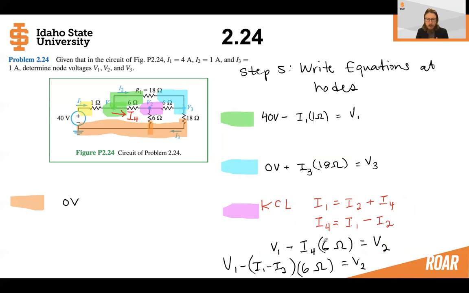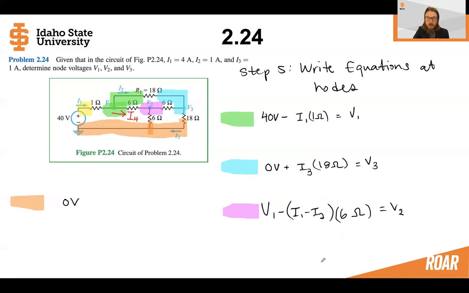So now we can write an equation: voltage 1 minus the current through this resistor, our newly defined current I4, multiplied by the resistance, is going to equal voltage 2. This gives us the equation V1 minus (I1 minus I2) multiplied by the 6 ohm resistor gives us V2. Let's solve for all of these now to find our three nodes.